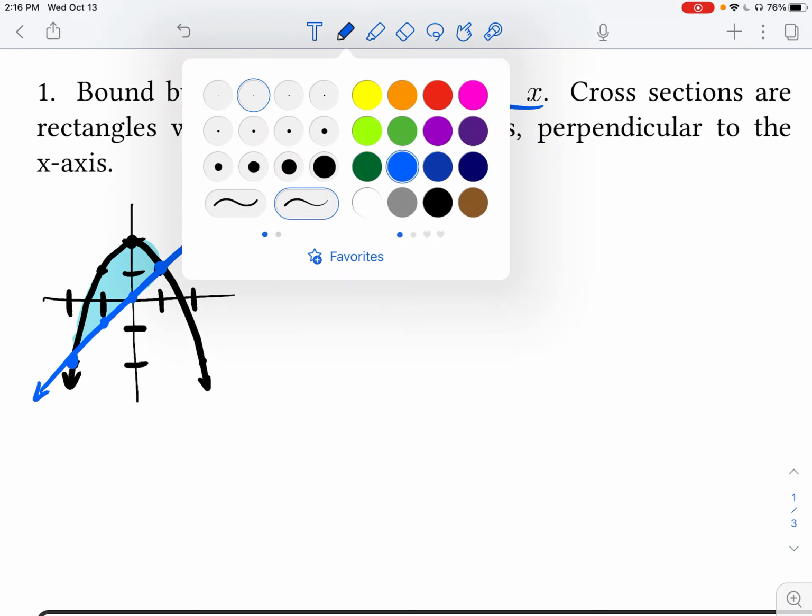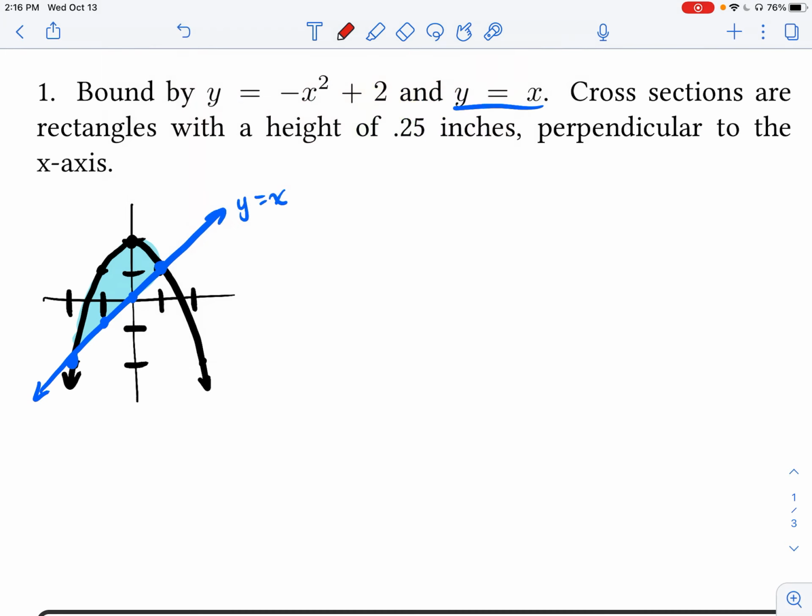And each one of our cross sections are going to be perpendicular to the x-axis, meaning we can draw each one of these like these. So our rectangles are going to be perpendicular to the x-axis coming out towards us, each one with a height of 0.25, okay?